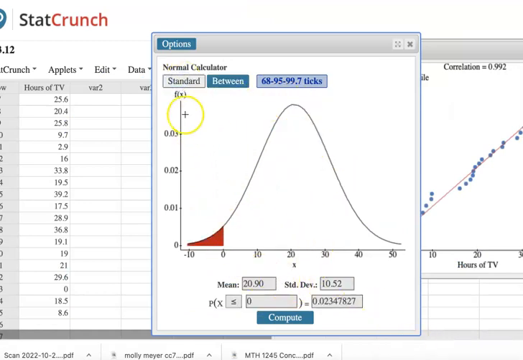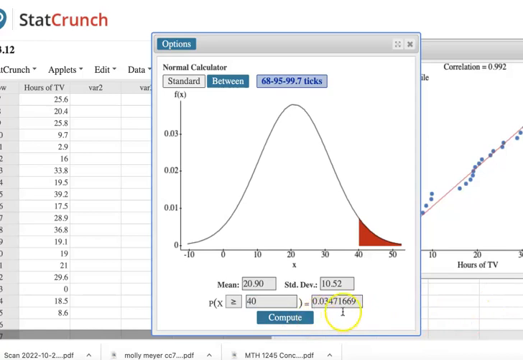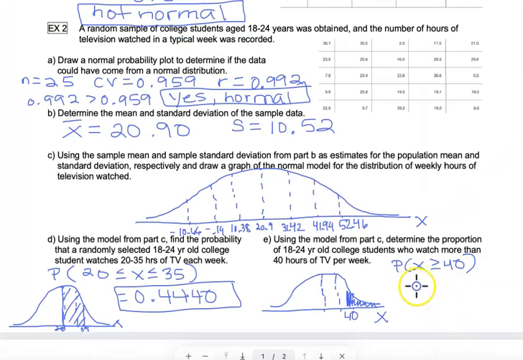So click on standard again because we do not have a between, so greater than or equal to, in this case 40, and press compute, and we get 0.0347. So 0.0347 is my probability.